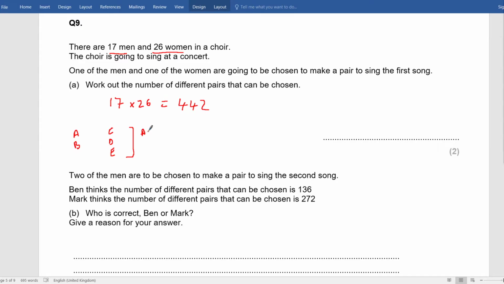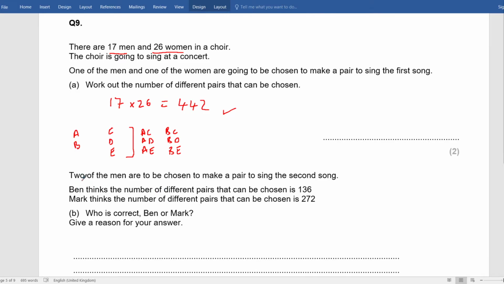We could have A and C, A and D, A and E, or we could have B and C, B and D, B and E. So none of these pairings have been chosen before, so I'm quite happy to say that the total number of pairings will be 442.